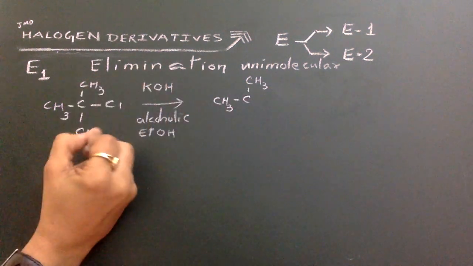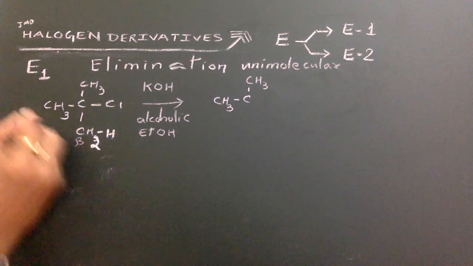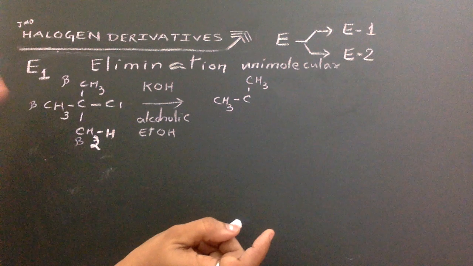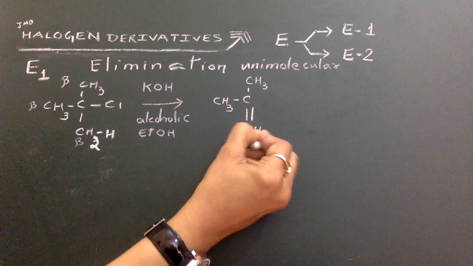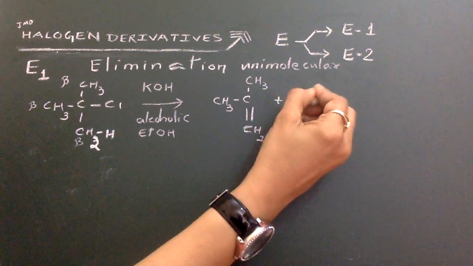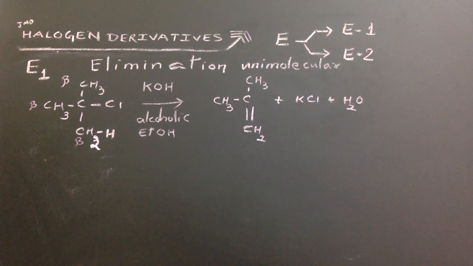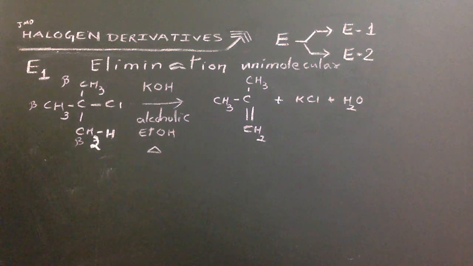Now, in this case, the base abstracts a proton from beta carbon. It can abstract a proton from any of these beta carbons, any one at a time, because all have the same number of hydrogens. They are all primary carbons. And we get this structure, which is 2-methyl propene, and the byproduct is KCl and a molecule of water. So, tert-butyl bromide when reacted with alcoholic KOH gives isobutylene as the product, and the byproducts are KCl and a molecule of water.